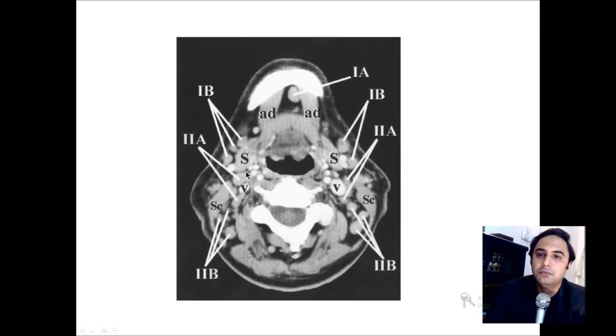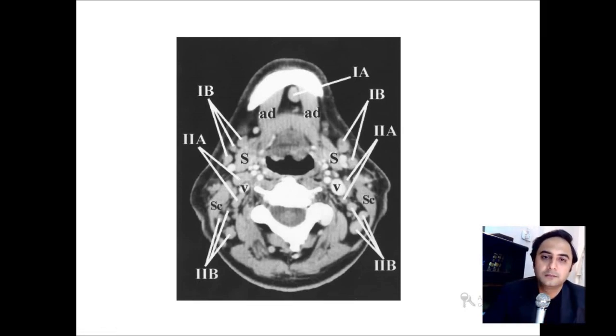You can see it on both sides, and along the pathway of the internal jugular vein. This is the sternocleidomastoid, and on the medial aspect of it is level 2B. This is not level 5. Level 5 would be present down and on the posterior medial aspect of the sternocleido. This is the internal jugular vein. Here you can see it is almost always found near the internal jugular.